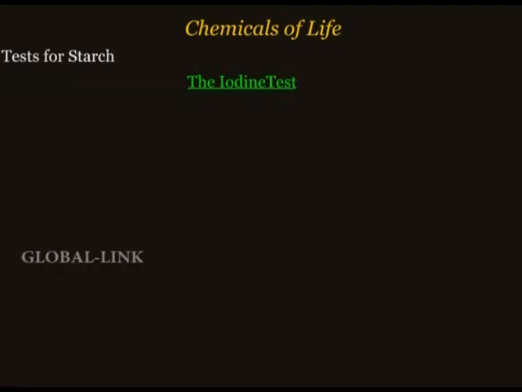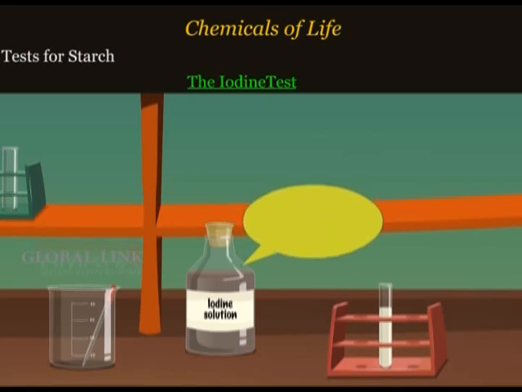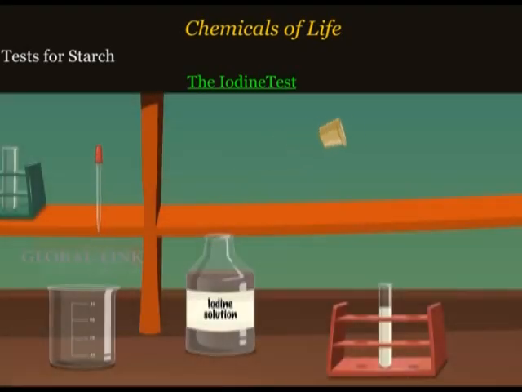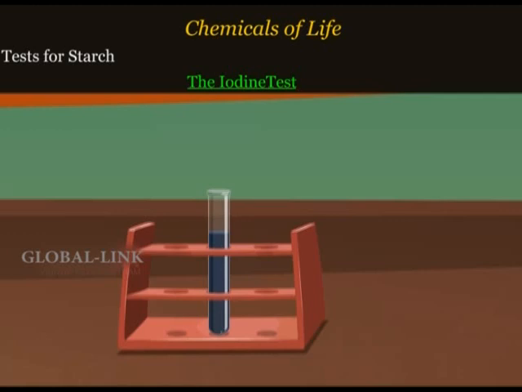Next is test for starch. Starch is a non-sugar and the food stored in plants like in seeds and tubers. We use iodine to test for the presence of starch. So this is the iodine solution and some potato extract in a test tube. We take a small quantity of iodine solution and add 5 drops to the test tube containing the potato extract. The blue-black color indicates the presence of starch in the potato extract.